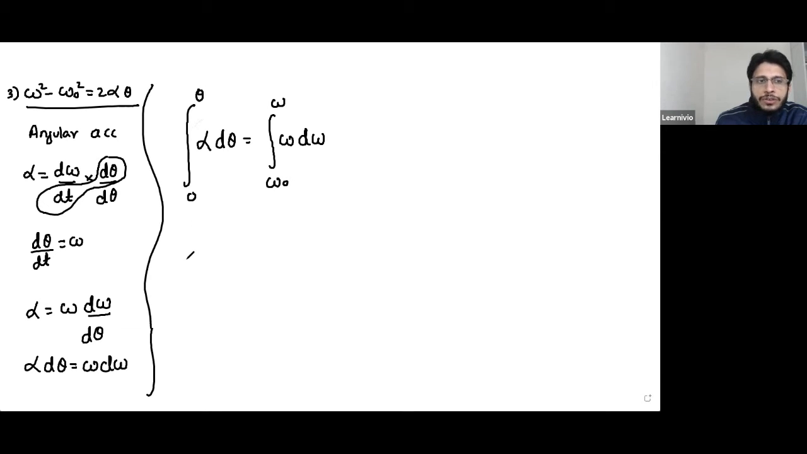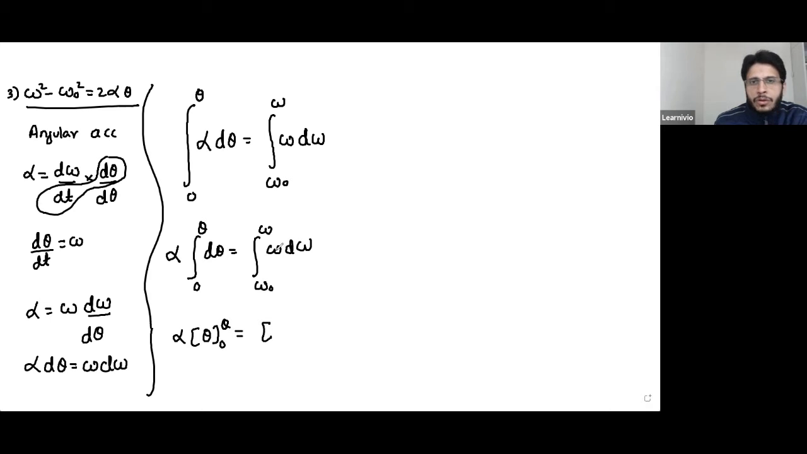You can take this alpha outside the integral. If I take alpha outside, we are just left with 0 to theta, d theta, and this is omega naught to omega, omega d omega. Next, we can integrate. The integral of d theta is theta, the limit is from 0 to theta. The integral of omega is omega square by 2, limit is omega naught to omega.